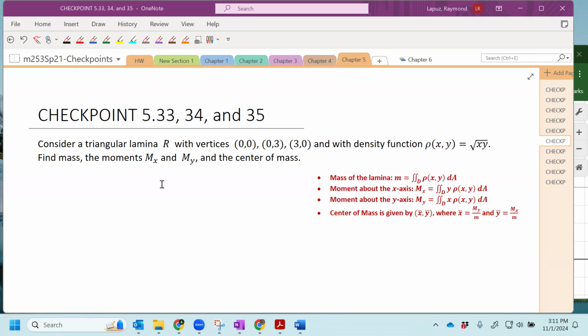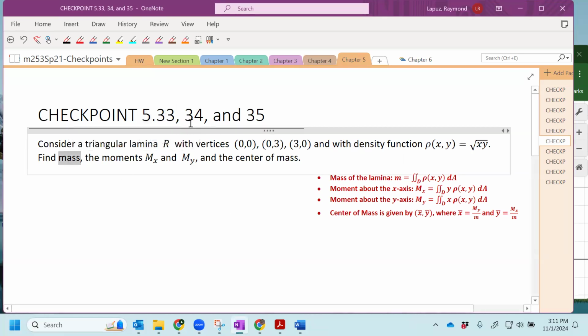In this video, we will be doing checkpoints 5.33, 5.34, and 5.35 from section 5.6 in our textbook. Our problem is asking us to consider a triangular lamina with vertices at (0, 0), (0, 3), and (3, 0). And then they want us to look at a density function, rho of x, y equal to the square root of xy. In checkpoint 5.33, they want us to find the mass. In checkpoint 5.34, they want us to find the moments, Mx and My. And in checkpoint 5.35, they want us to find the center of mass.